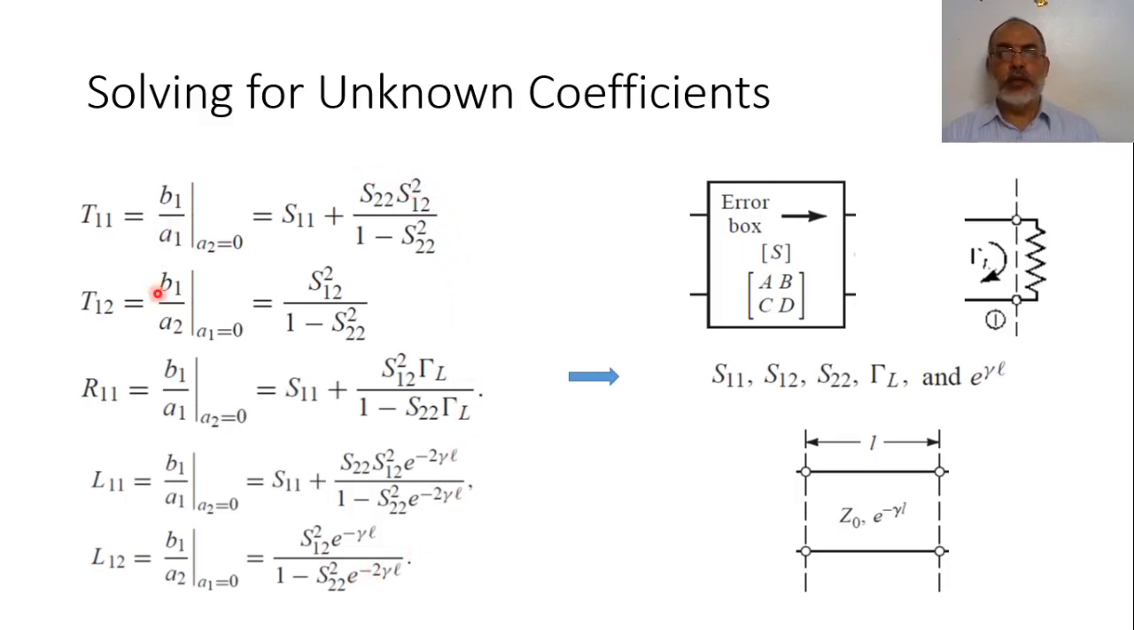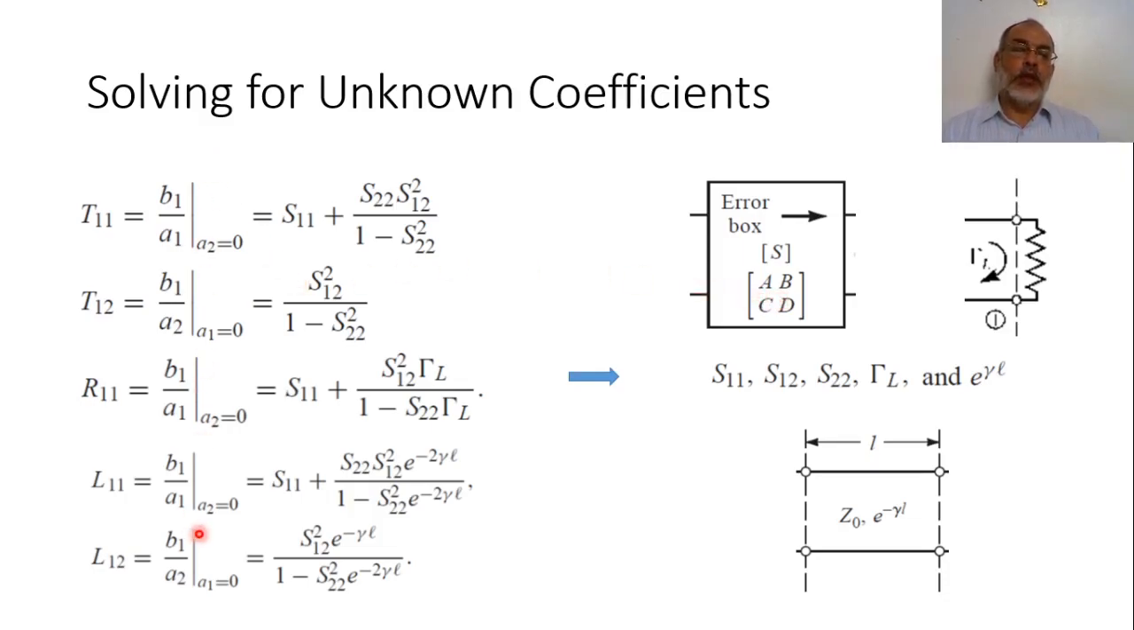By solving these 5 equations in the 5 unknowns, we can obtain S11, S12, S22, gamma L, and e to the power minus gamma L. Actually, you are interested in solving for S11, S22, and S12. Once we obtain the S parameters of the error box, we can obtain the corresponding ABCD parameters. And if we obtain the ABCD parameters of the error box, we can obtain the S parameters of the unknown device under test from the measured ABCD parameters.